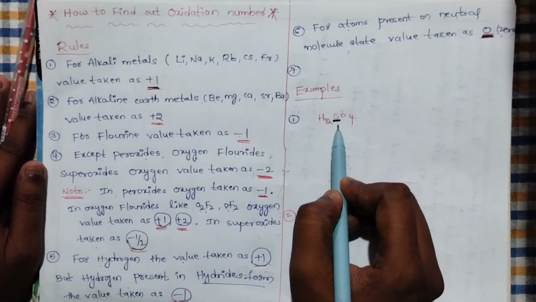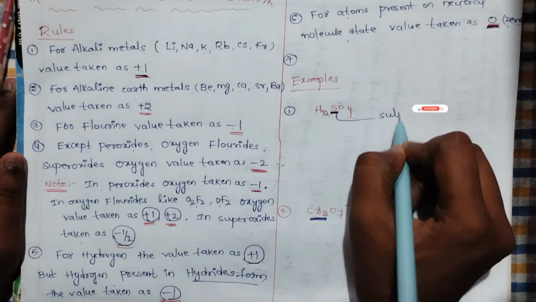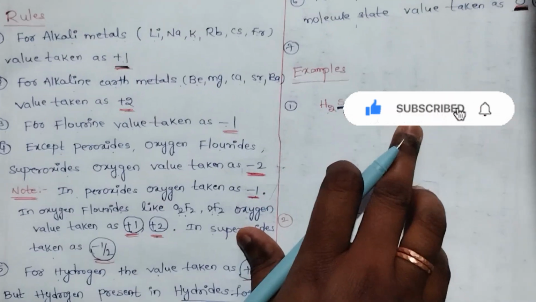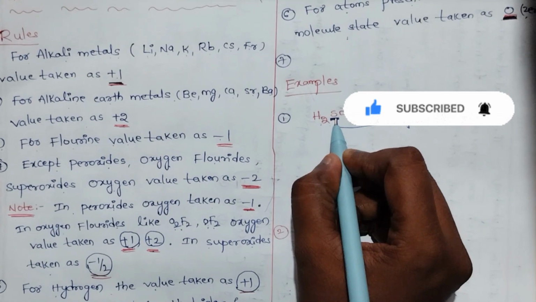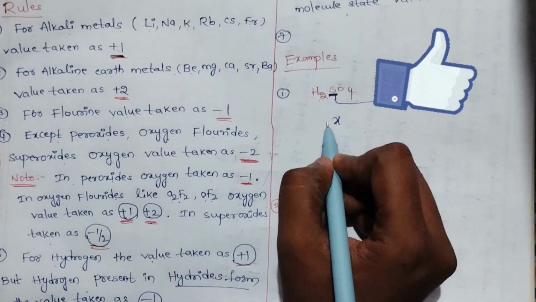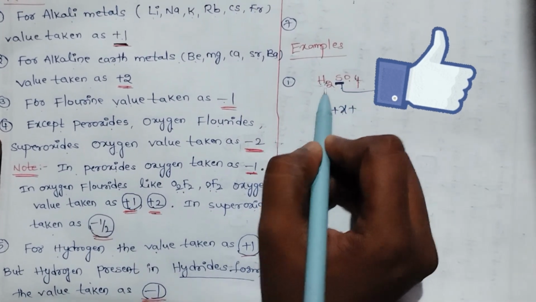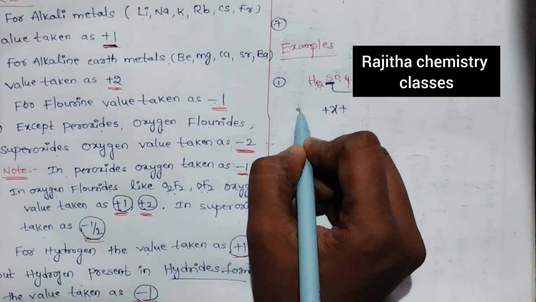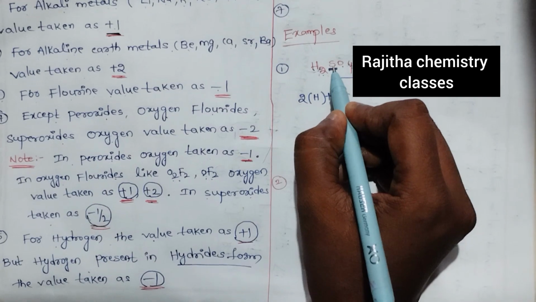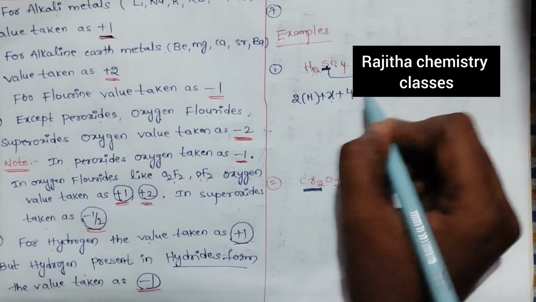The first example we take is H2SO4. Initially we find the oxidation number of sulfur. When finding the oxidation number for a particular atom, we assume it as X. Among the atoms present, hydrogen and oxygen are there. How many hydrogens? 2 hydrogens. And the oxidation number of sulfur is X. How many oxygens? 4 oxygens. So we write it like that.